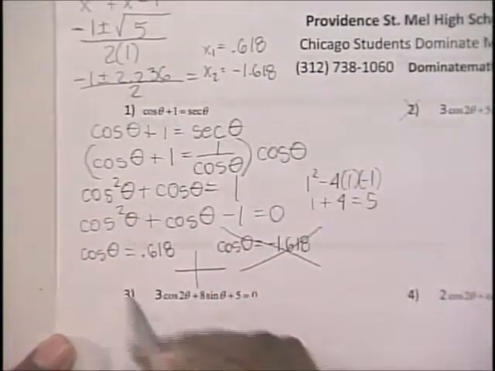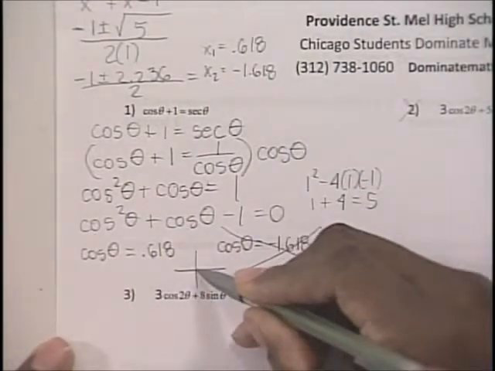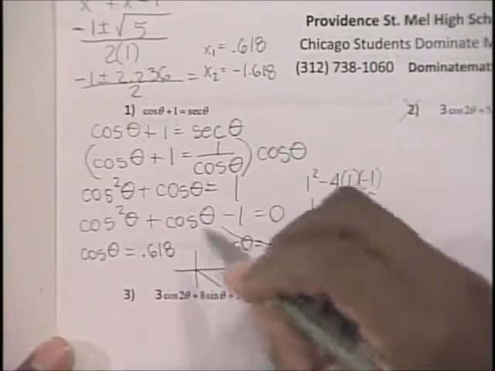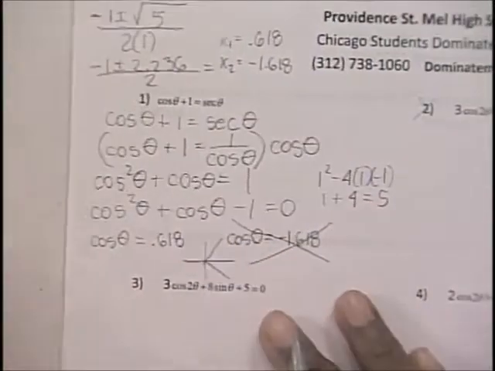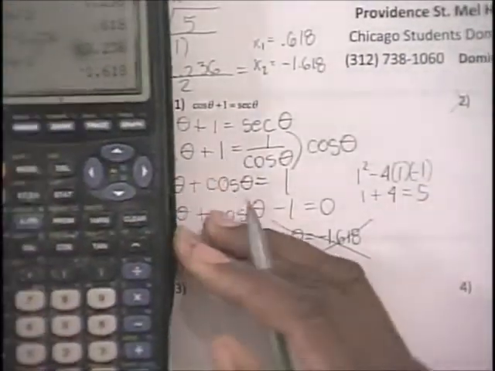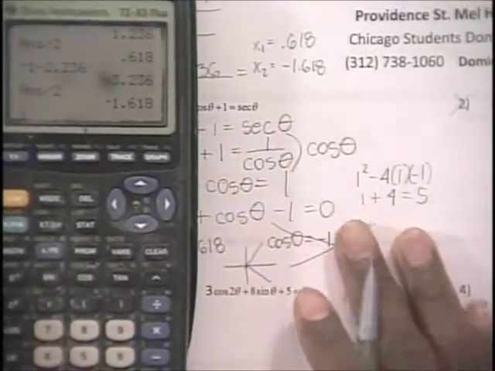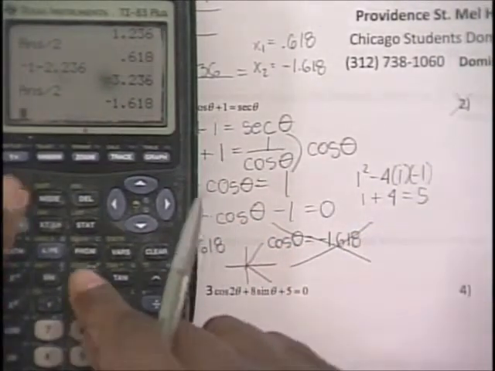So what we want to do is, where's cosine positive? Cosine is positive in this quadrant and in the first quadrant. You put this in your calculator, and then you have the arc cosine.